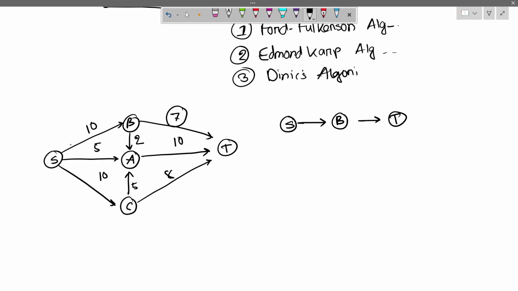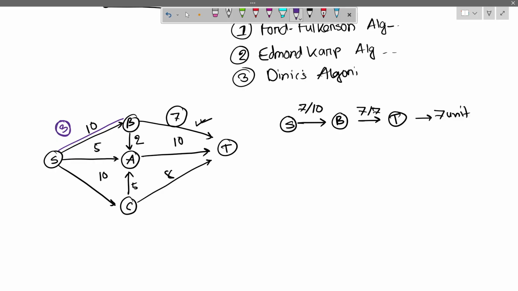So in this path we cannot exceed a flow of more than 7. So from S to B there will be 7 by 10, as we are flowing this amount, and 7 by 7, this is the maximum flow, and here 7 units will be transferred from S to T. Now this path is completed. Now from S to B, we still have 3 units remaining. We cannot go from B to T, but we can go from B to A to T.